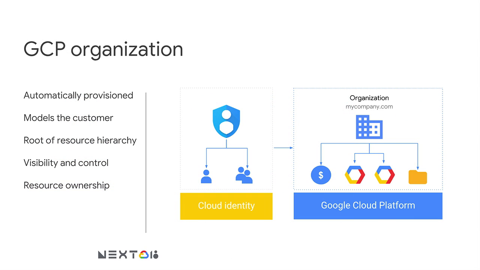Now, as part of the sign-up process for Cloud Identity, we automatically provision the GCP organization for you. The GCP organization represents a customer in Google Cloud, and it's identified by the company's domain. All the resources that belong to a company are stored under the organization resource. That provides 2 fundamental benefits that are relevant to all enterprise customers. One is centralized visibility and control. So as the central administrator, you are able to see and apply policy and control all the resources that belong to your company. The second benefit is ownership.